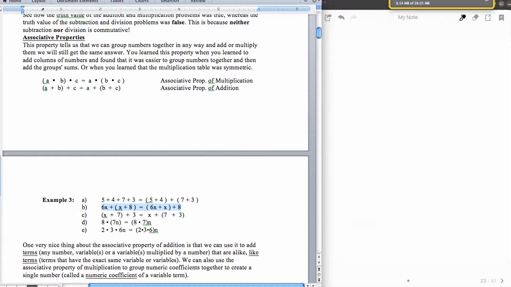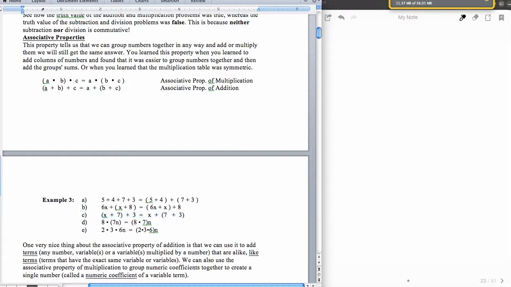The 6x plus x plus 8 can be grouped as 6x plus x and then plus the 8, because the 6x and the x are what we call like terms. More on that later. And then in part C here, you see more of the same ideas in algebra, that x plus 7 plus 3 we can regroup instead as x plus (7 plus 3), because 7 and 3 are alike, so we can actually add them up and do what we call simplifying. Again, more to come later.